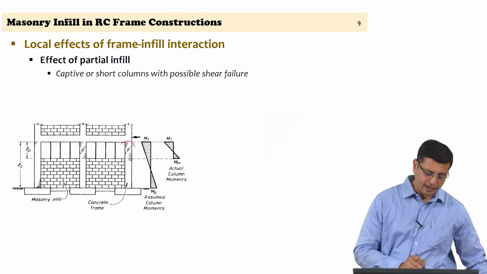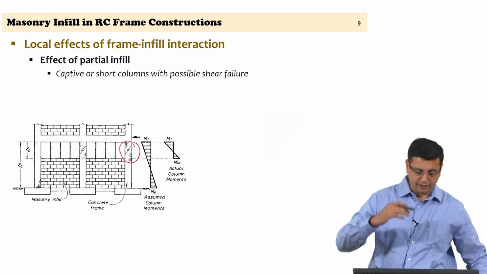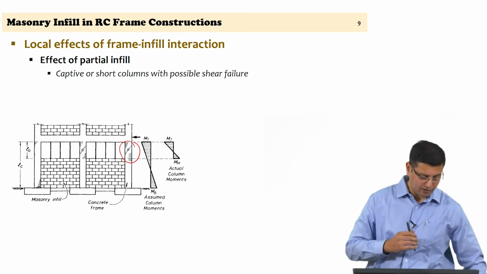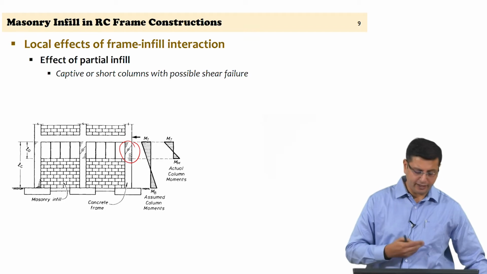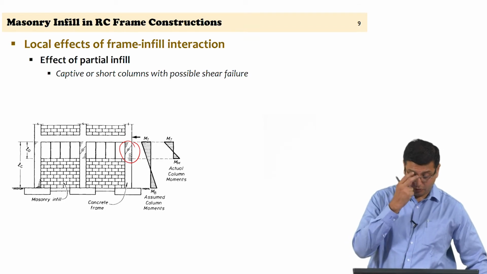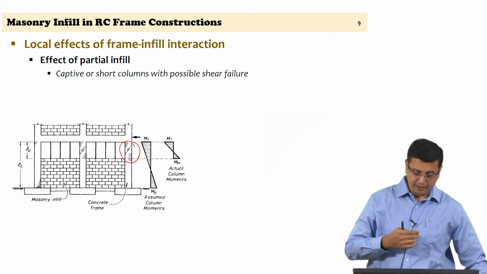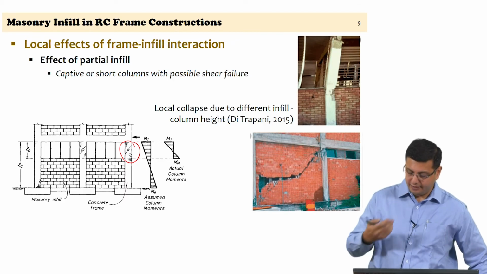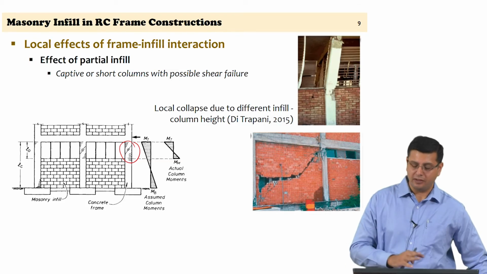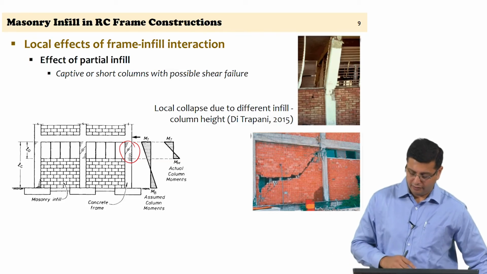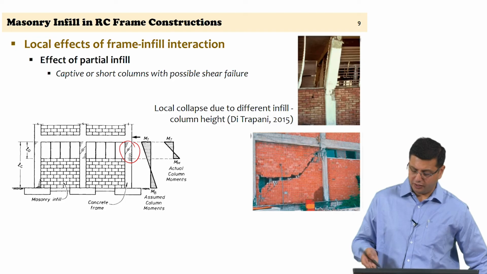You can see that additional shear forces in that reduced height column where the opening is will cause shear failure unless you have accounted for this and provided ties in that region. So, you can see the presence of different height infills across the reinforced concrete frame that is being considered.